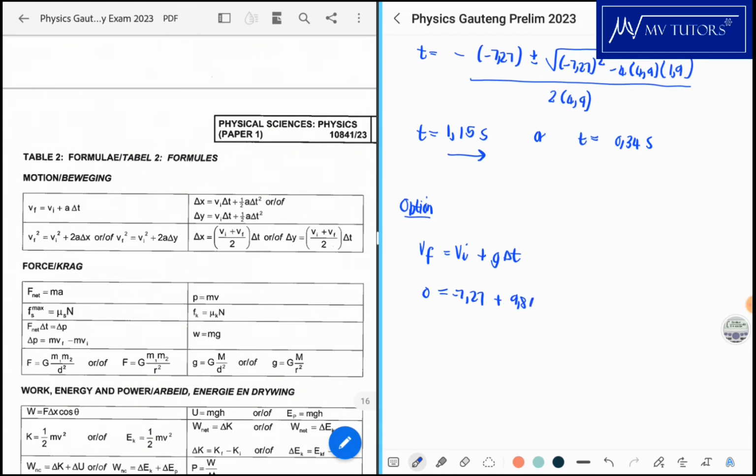So we have 9,8 delta t. So delta t will be 7,27 divided by 9,8.